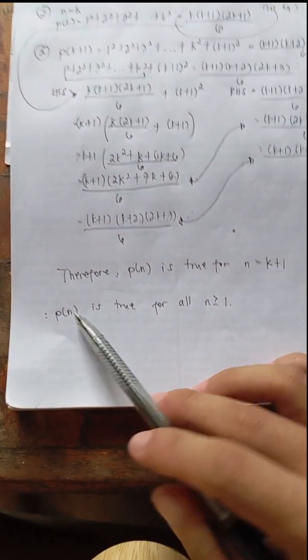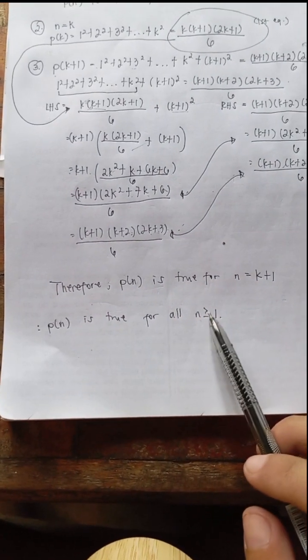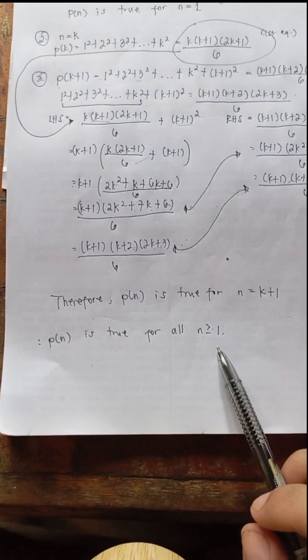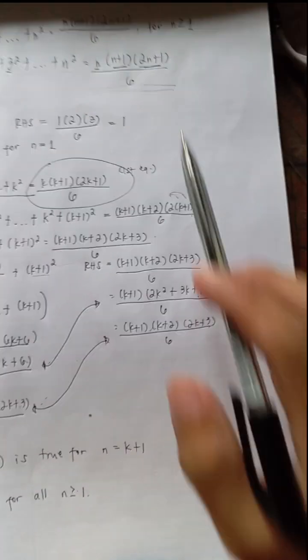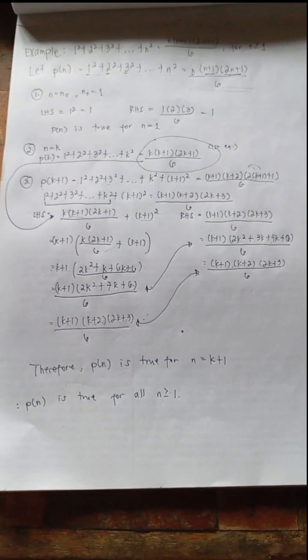To summarize this, P of n is true for all n greater than or equal to 1, which is given on our equation. So that's it. I hope you get something.